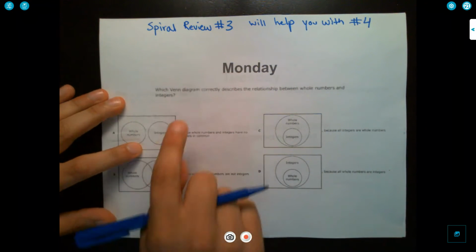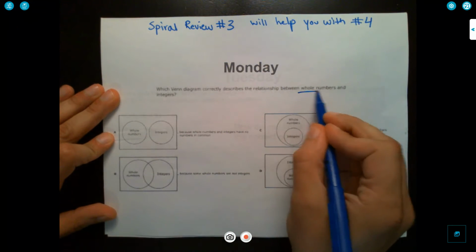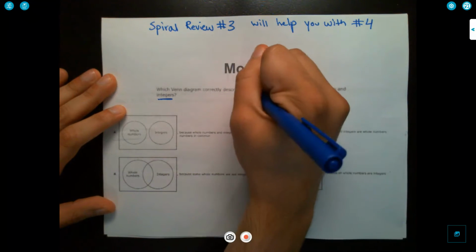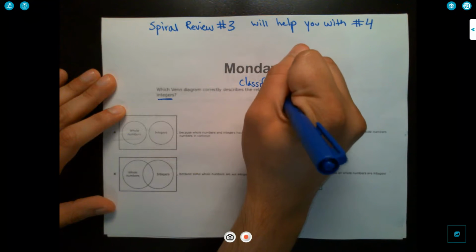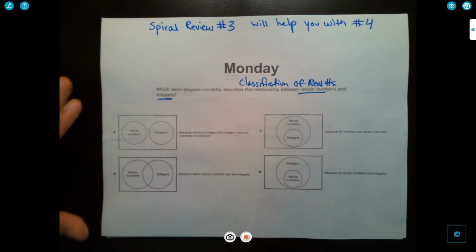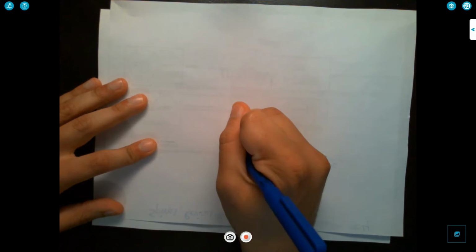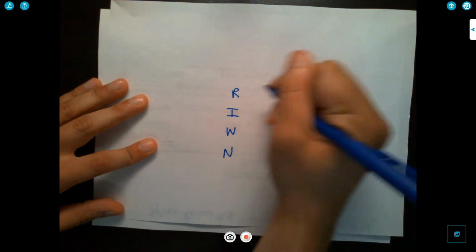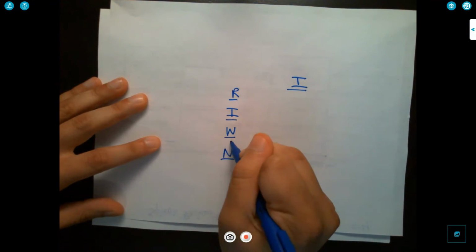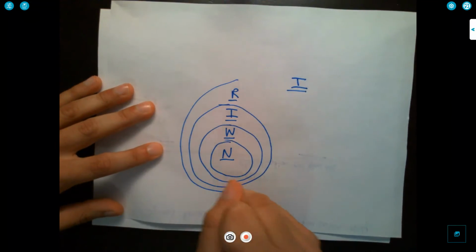All right, so this first question says, which Venn diagram correctly describes the relationship between whole numbers and integers? So we have Venn diagrams, so we know we're dealing with classification of real numbers. So remember, never walk in rain, idiot. This mnemonic stands for the classification of each group of numbers.